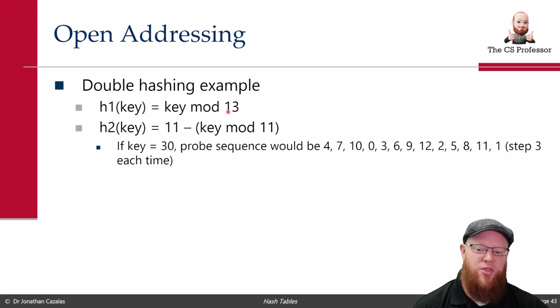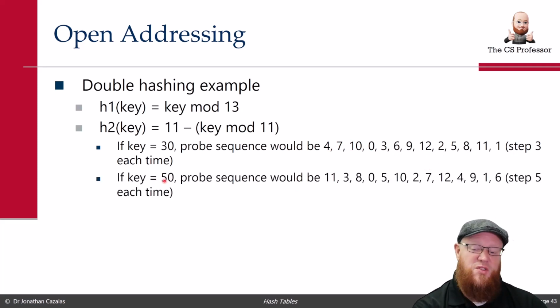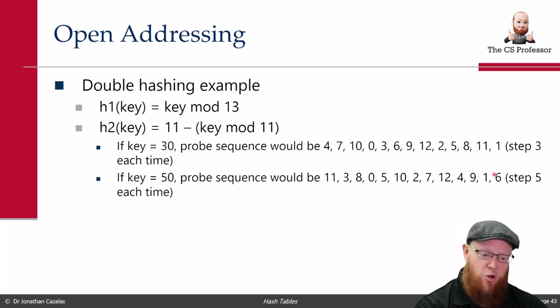So 30 mod 13, we're going to hash right into index 4. Let's say there was a collision, so the step size is 3. Then we check index 7, then 10, then 0. Why 0? Because we said only a hash table of size 13. Now then 0, then 3, then 6, then 9, then 12, then 2, then 5, then 8, then 11, then 1. And the next index we check, 1 plus 3 would be 4, and we'd be starting the sequence again. And a takeaway here, what if the key was 50? Here would be our probe sequence.